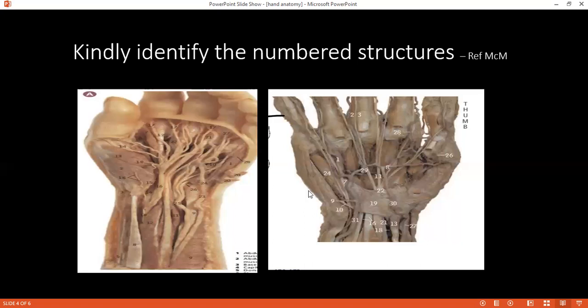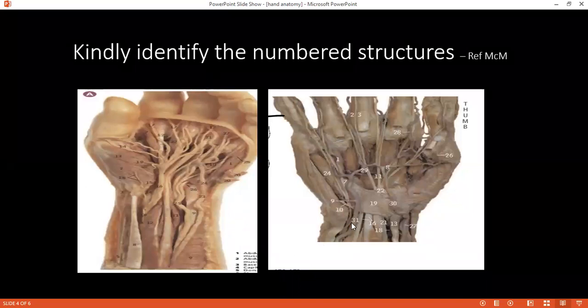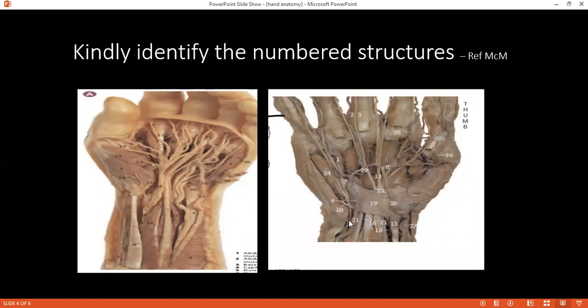Okay. Moving on to the right image, you can see something, it's 30. Can you identify this, please? It is the radial artery. Radial artery, very good. And 31 over here, please. Ulnar artery. Very good. Right. And then there is 27 as well. 27 is the ulnar nerve.